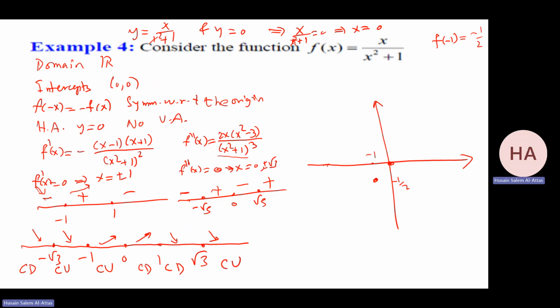Okay. Also, minus square root of 3 is important. Minus square root of 3 is something like there. F of minus square root of 3 will be what? Minus square root of 3 over 4.